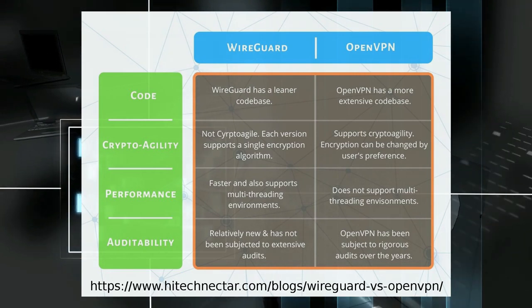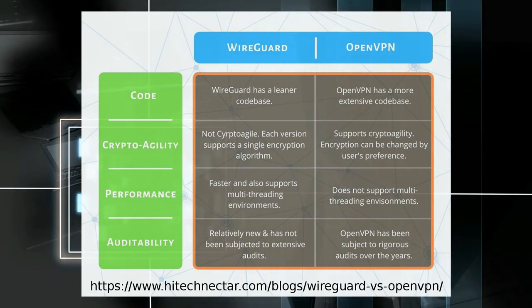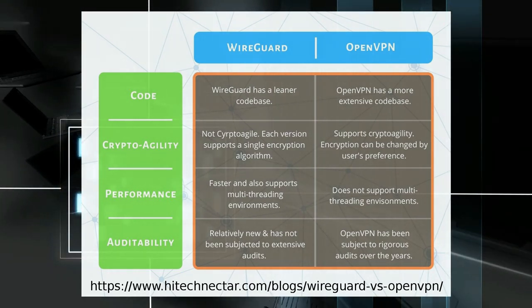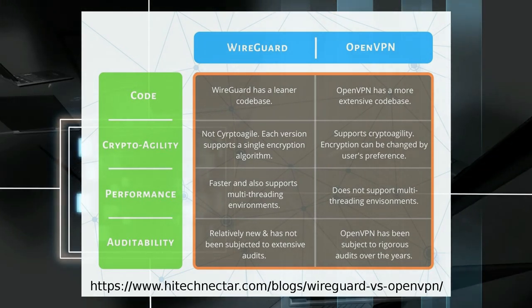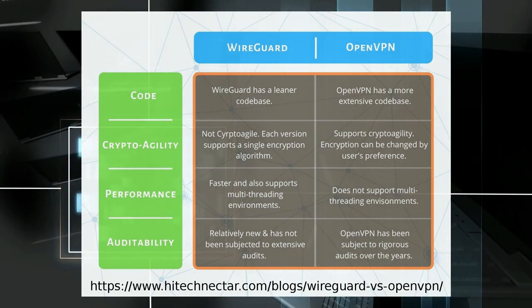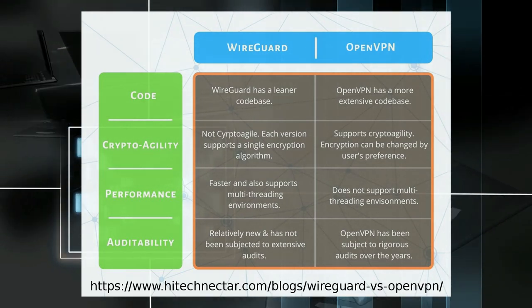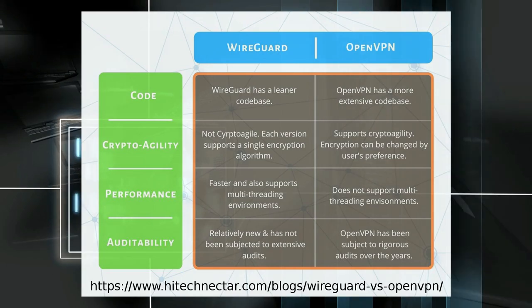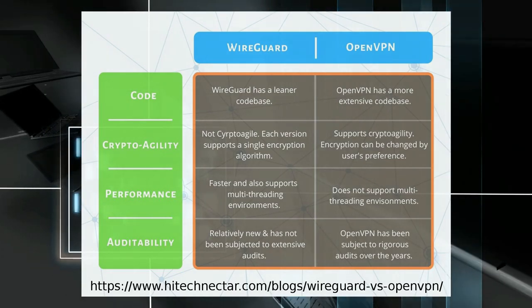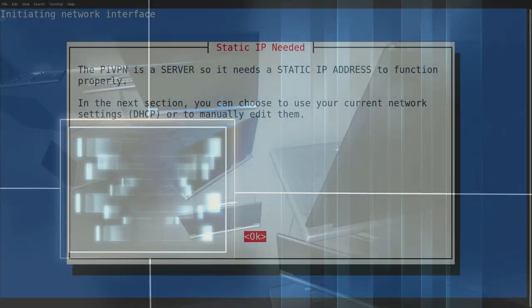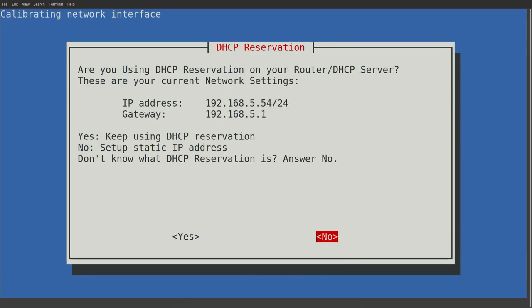WireGuard is a newer and faster technology, but it will require a separate VPN client to connect. And to my understanding, I've been told that WireGuard requires systemd, which is probably why I could not get it running on my one computer that I would actually use the system for. So that's that. The next prompts will inform you that your Pi needs a dedicated IP address.